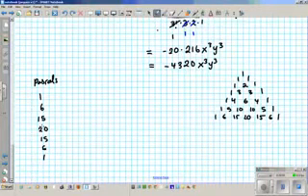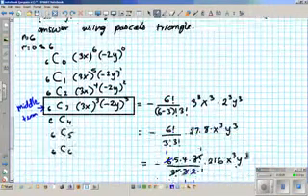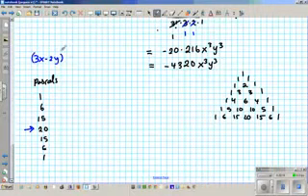So the only one we care about basically is this one right here, the middle term, right? So the problem was 3x minus 2y, to the 6th. So we're going to line them up here and do the inversion process. So let's see.